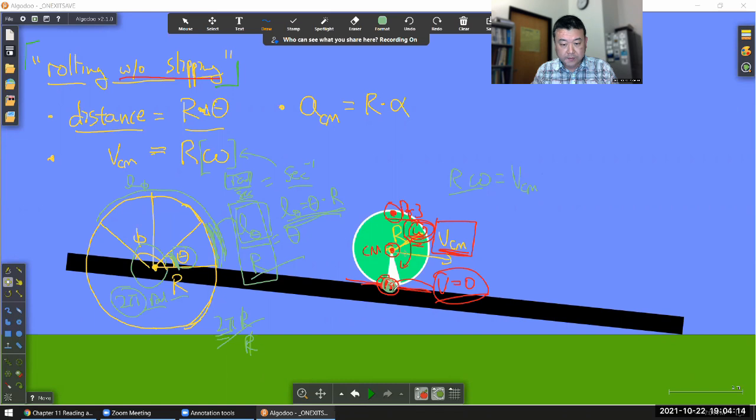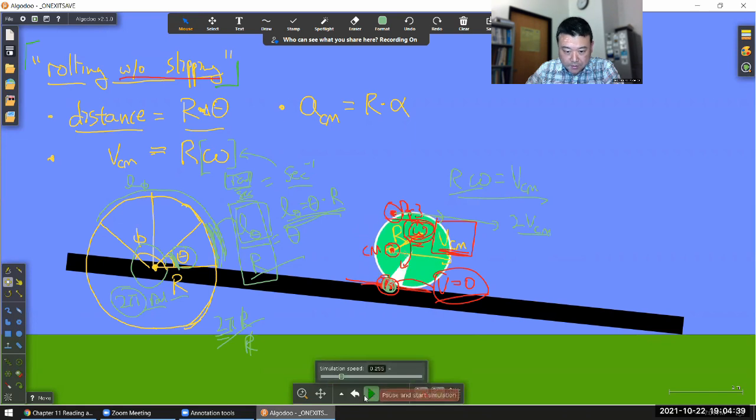And once you figure out that much, the velocity here is 0, according to this. At this point it moves at VCM. At this top point, it moves at exactly 2 VCM. So that's the geometry that you have when you have a rolling without slipping condition. And here, when I let the simulation run, you kind of see that.